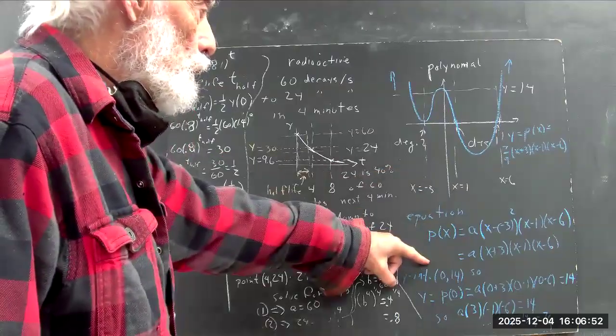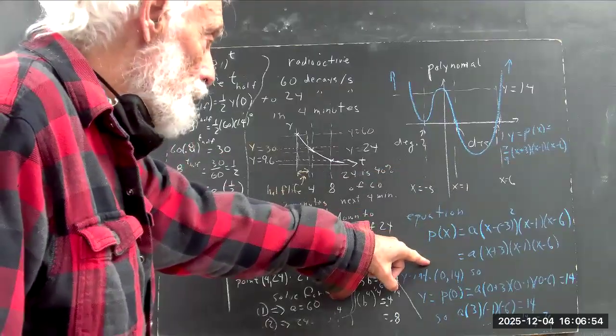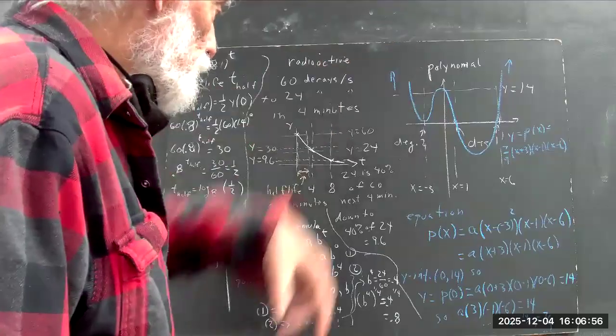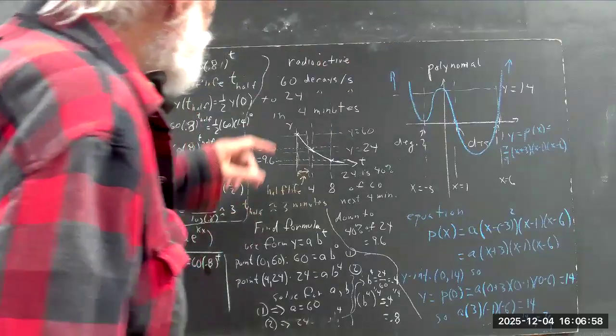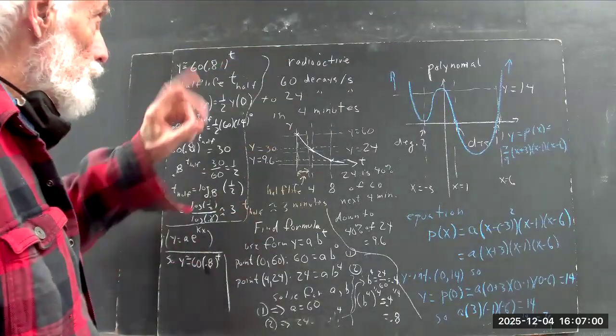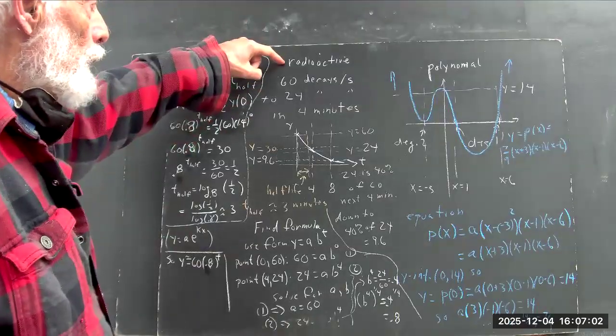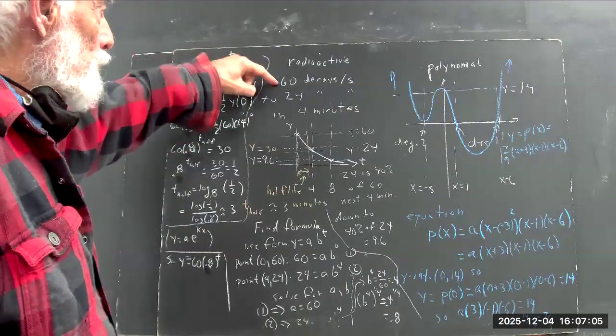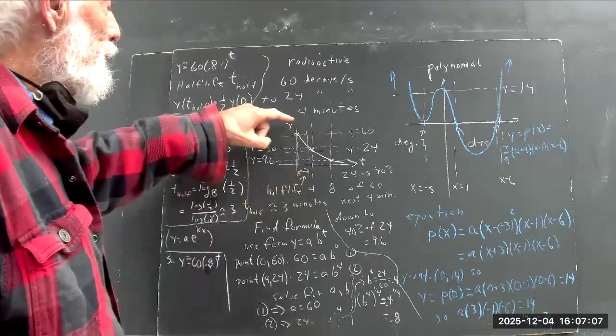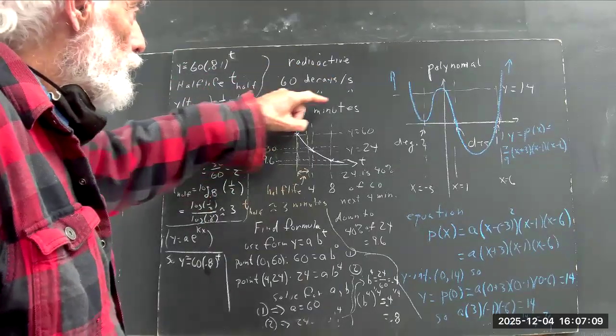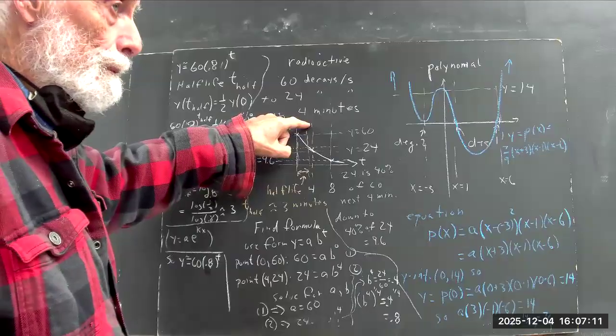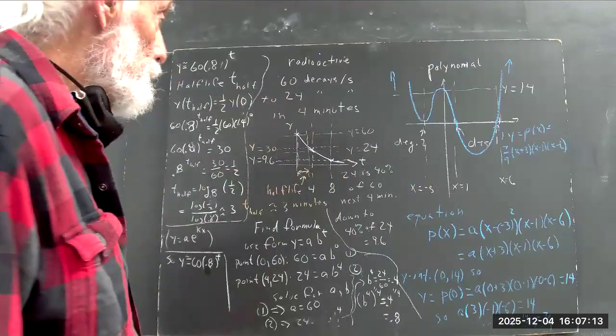This one isn't gonna work if I just point at it, because you already see what the solution is. We build this one more step by step. So we have a problem. We have radioactive decay, 60 decays per second, down to 24 decays per second in 4 minutes. So the radioactivity is decreasing.